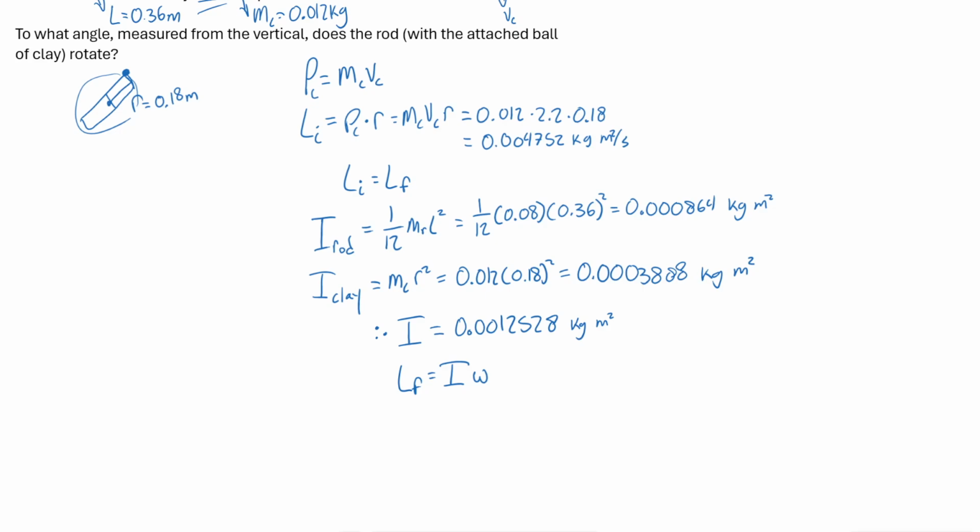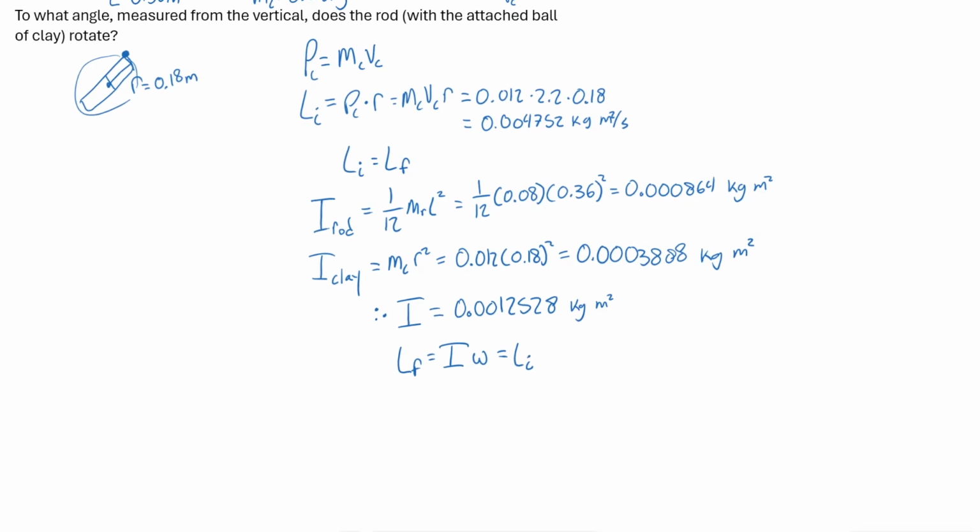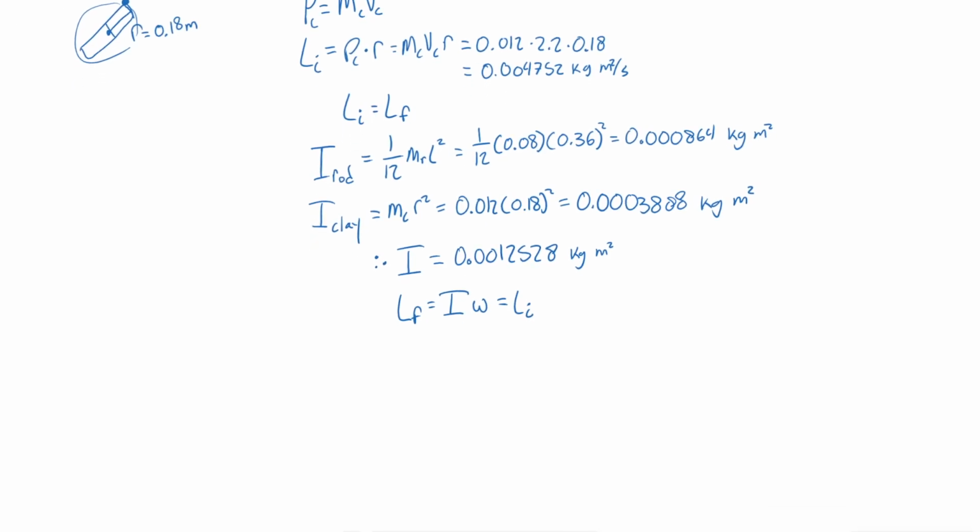Now, what is the angular velocity? Well, we don't really know. We want to find that because we know this is equal to the initial angular momentum. So that means that the angular velocity is equal to the angular momentum divided by the moment of inertia. And we have these values.